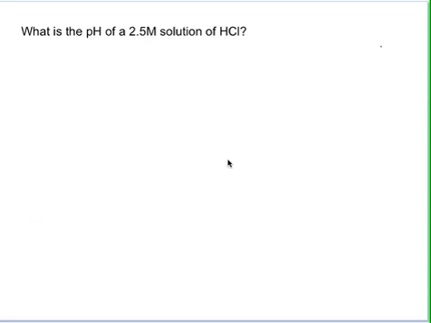Let's look at how to calculate the pH of a strong acid. First of all, you have to remember that when you have this H plus here, or HCl, when you put it in water, it's going to dissociate completely into H plus ions and chloride ions.